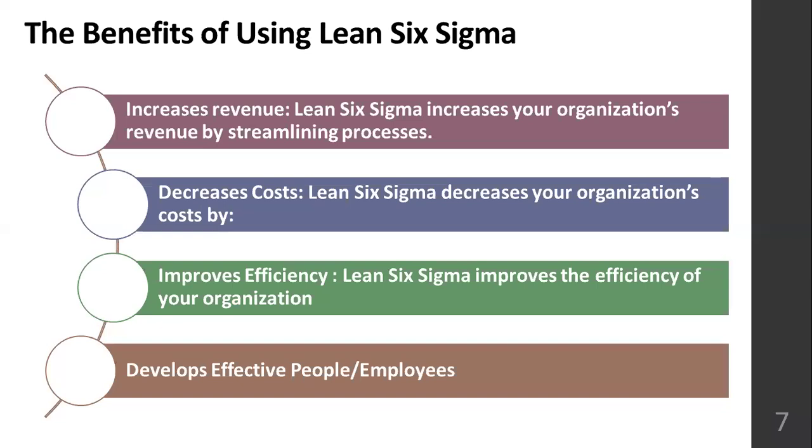Benefits of Six Sigma: It increases the organization's revenue by streamlining the process and removing everything that is wasteful. Now you can increase more revenue because everything that gets produced is getting sold. It decreases the cost. Lean Six Sigma will decrease your organization's cost, improves efficiency of your staff and your organization, and it develops effective employees and people who take leadership and who take accountability for their actions.